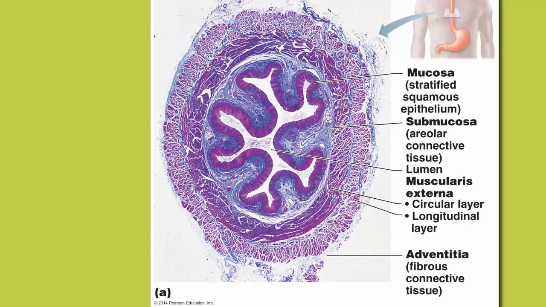However, some organs within the thoracic and abdominopelvic cavities have not only connective tissue surrounding the outside, but also a simple squamous layer called a mesothelium.